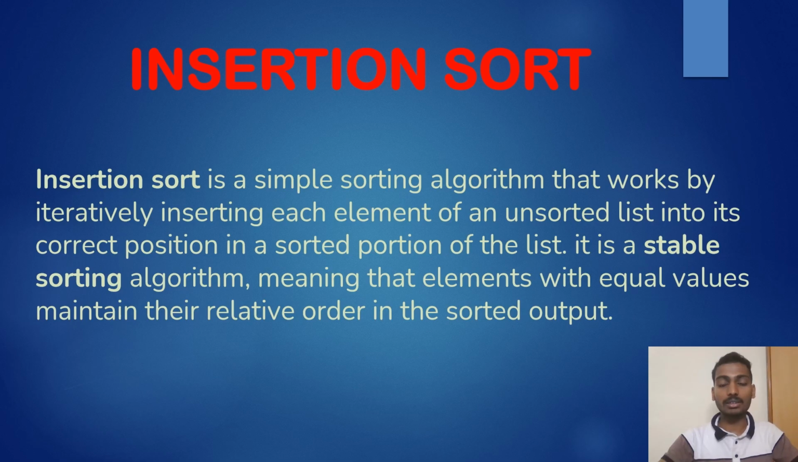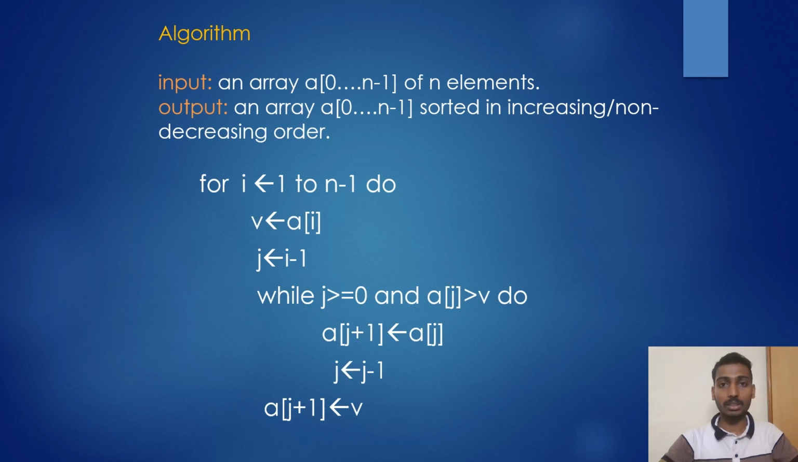Insertion sort is a simple sorting algorithm that works by iteratively inserting each element of an unsorted list into its correct position in a sorted portion of the list. It is a stable sorting algorithm, meaning that elements with equal values maintain their relative order in the sorted output. Let's see the algorithm of the insertion sort.